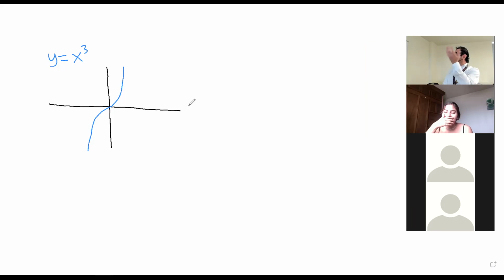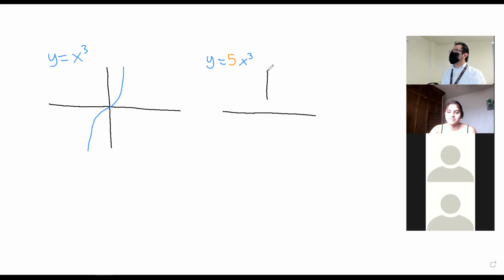Give me a number that's larger than 1, whatever number you want. 5. 5, perfect. Thank you, Fernanda. You are free. Let's assume that we've got now y equals 5 times the original function. What does that 5 do to the function?